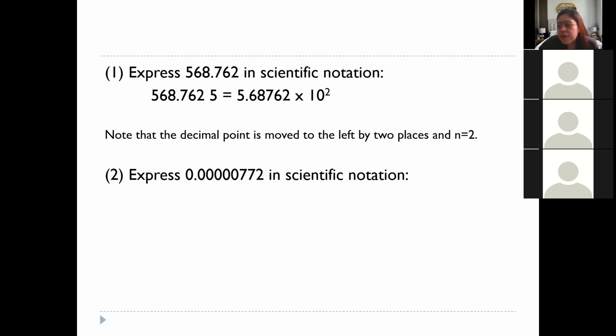So number 2, first 5 also, we'll have the recitation points this morning. Express 0.0000772 in scientific notation. Sorry, it's not negative in number 1. Again, let me correct that. In number 1, we have no negative. It seemed like it would be negative, that's why I realized it.